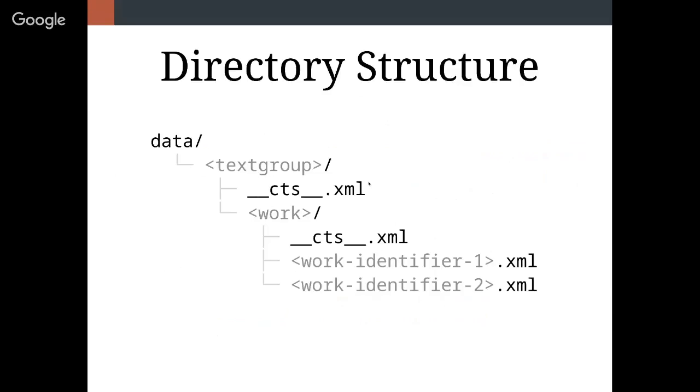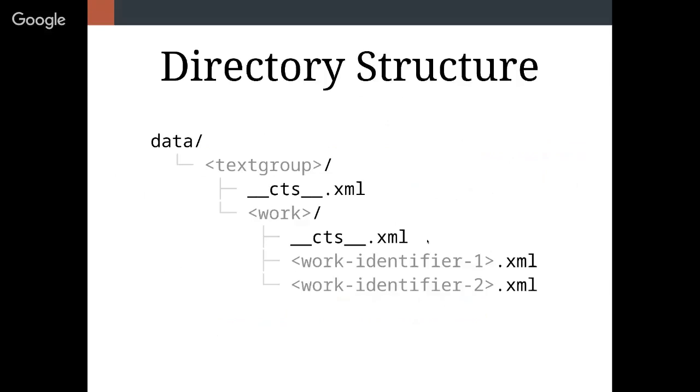So it's possible to say, this work is called this in English, and this in French, and this in German, and so on. And that simple labeling metadata is captured in this CTS.xml file. So that's really all there is to the directory structure.